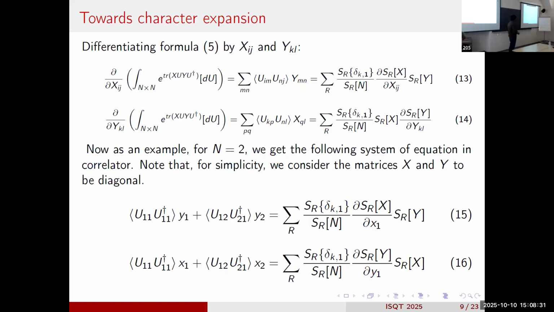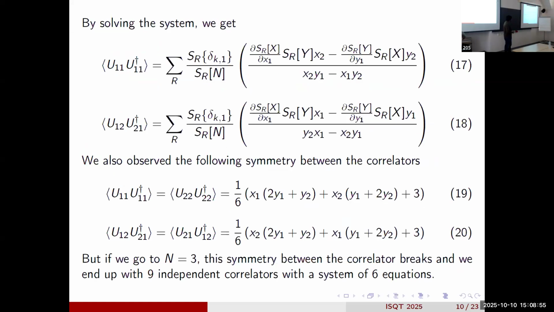It will give you something like this. So as you see, you have two such expressions. Now you can think about a simple example, for example, n equal to 2. You can put all these elements over here, and you get this particular system of equations. Now it's easy to solve. It's a linear equation, and you can easily get the expression for this correlator and this correlator. And this is exactly this formula.